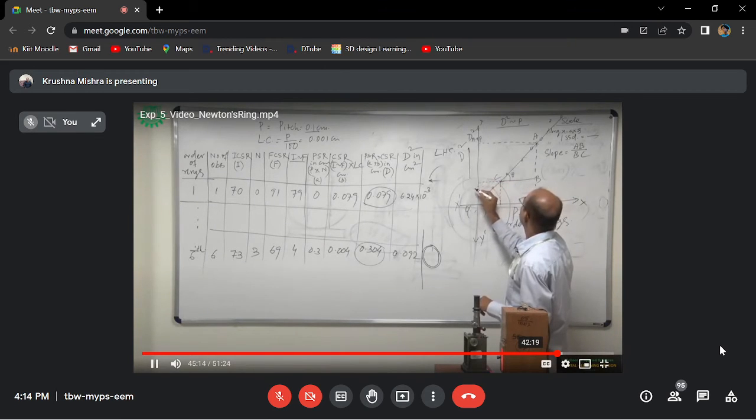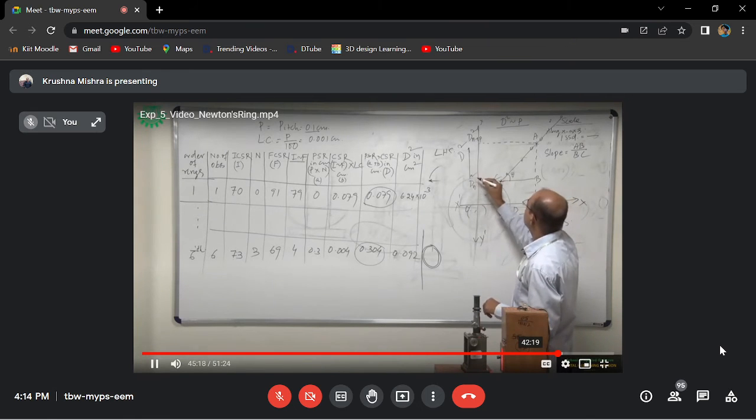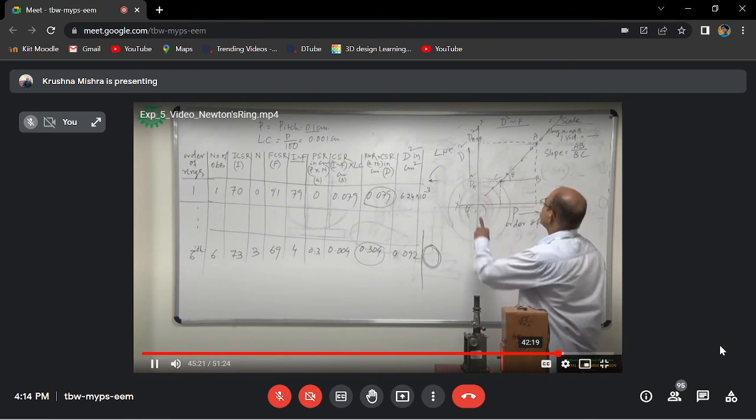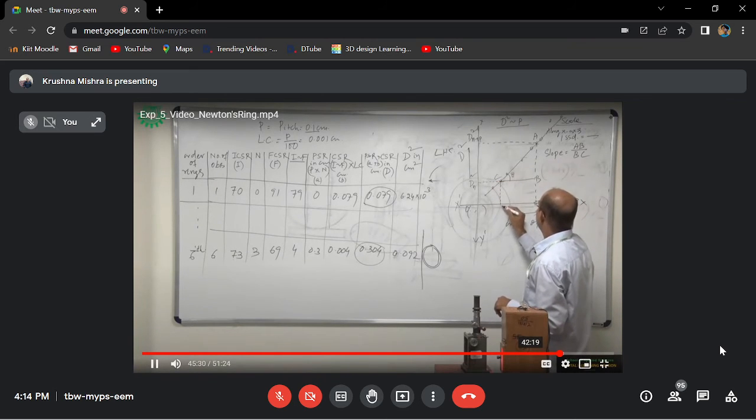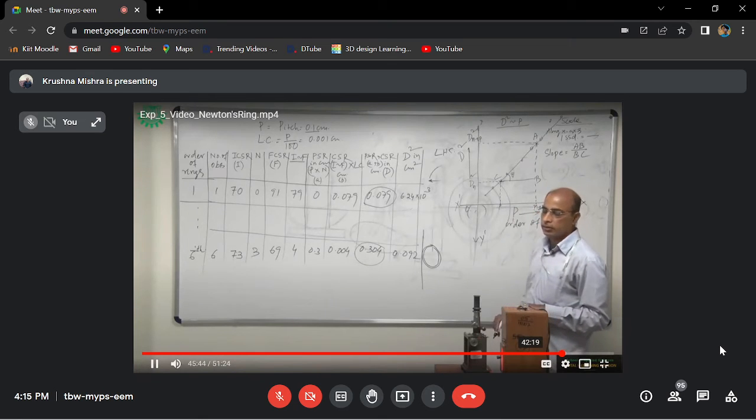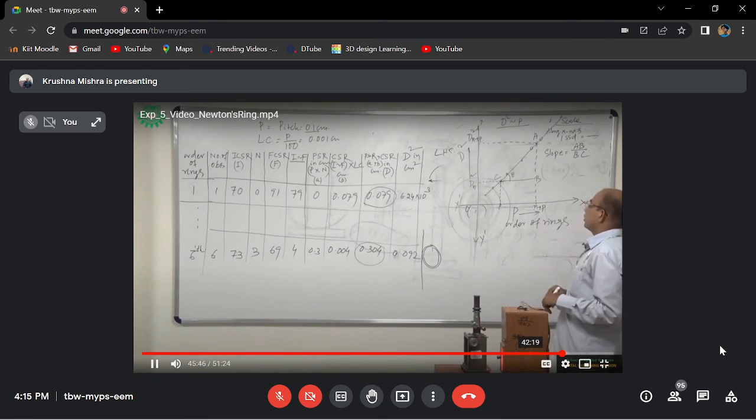This is d n square, that is diameter of nth ring and its square. So find the difference and out from the scale that you have taken along y-axis and find its value, that is this is n plus p, because this is d n plus p square and this is p. So n plus p minus p, it becomes, that is n.